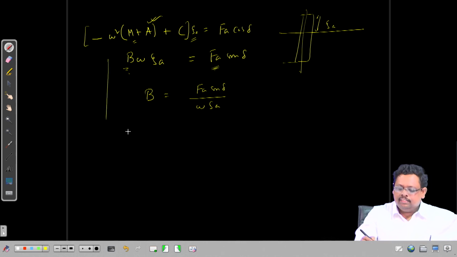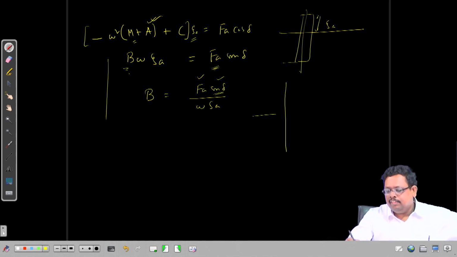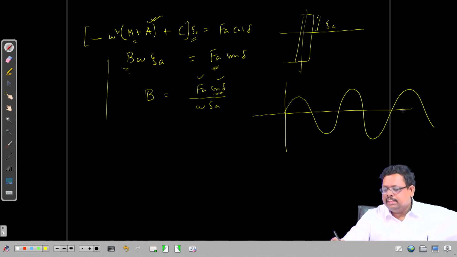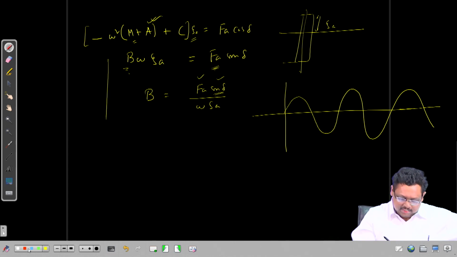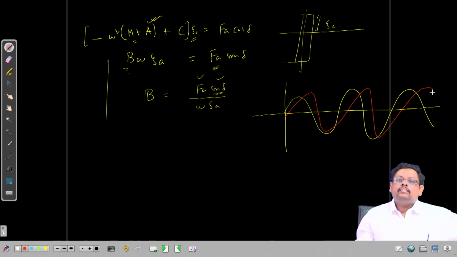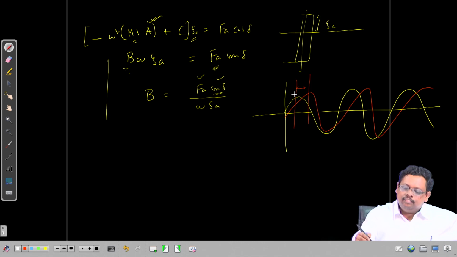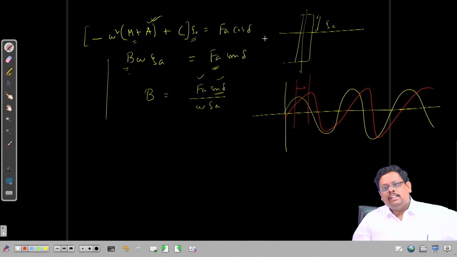Now, all this is known to you, and the only thing you need to find is delta. Now, delta is also very easy. If you plot the signal getting from your machine, this is the signal of your forcing function, and this is the signal of the resultant. Then from here you can get the information about delta. So, from these two equations you can obtain what is your added mass and what is your damping.